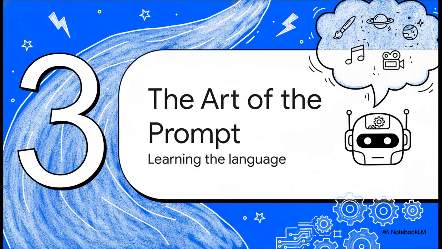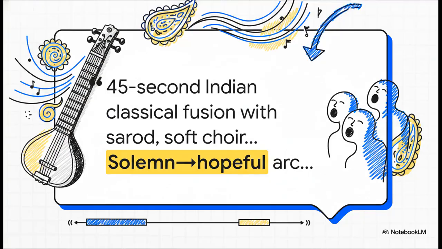Okay, so we know how the AI sees and hears. The next logical step is to figure out how we talk to it, right? If AI is going to be our creative partner, we have to learn its language. And that language, my friends, is the prompt. Just take a look at this.